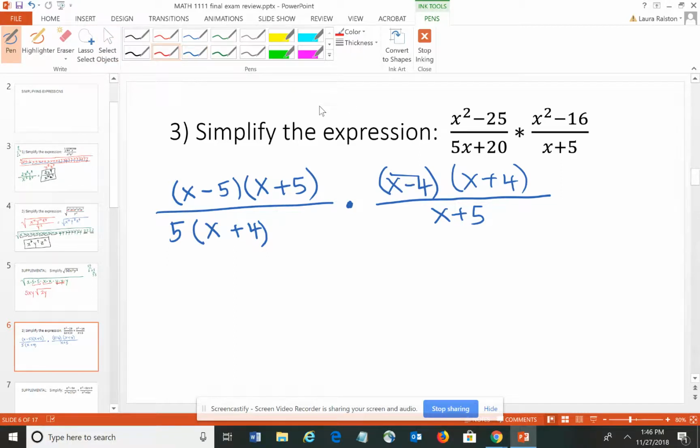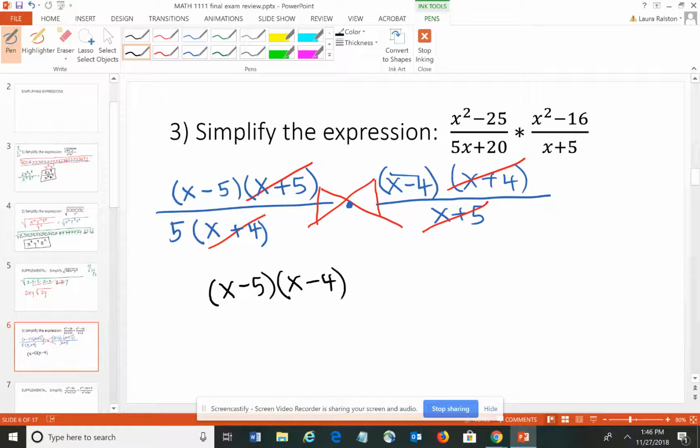Then remember, we simplify on the bow tie. So anything that's diagonally across from one another, so in this case I have x plus 5 and x plus 5, which will divide out. Then looking at the other diagonal, I can divide out x plus 4 and x plus 4. Then on the verticals, there's nothing to simplify on the left, and there's nothing to simplify on the right. So ultimately, my answer is x minus 5 times x minus 4, all divided by 5. And there's your answer.